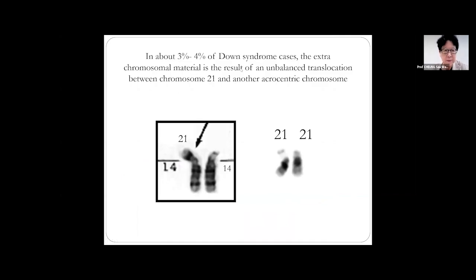So this is about 3 to 4% of Down syndrome cases. The extra chromosome material is the result of an unbalanced translocation between chromosome 21 and another chromosome. In this case, the 21 goes to chromosome 14. So if it was a carrier, you have a 45 count, because the carrier also carries one of the 21 at the 14.